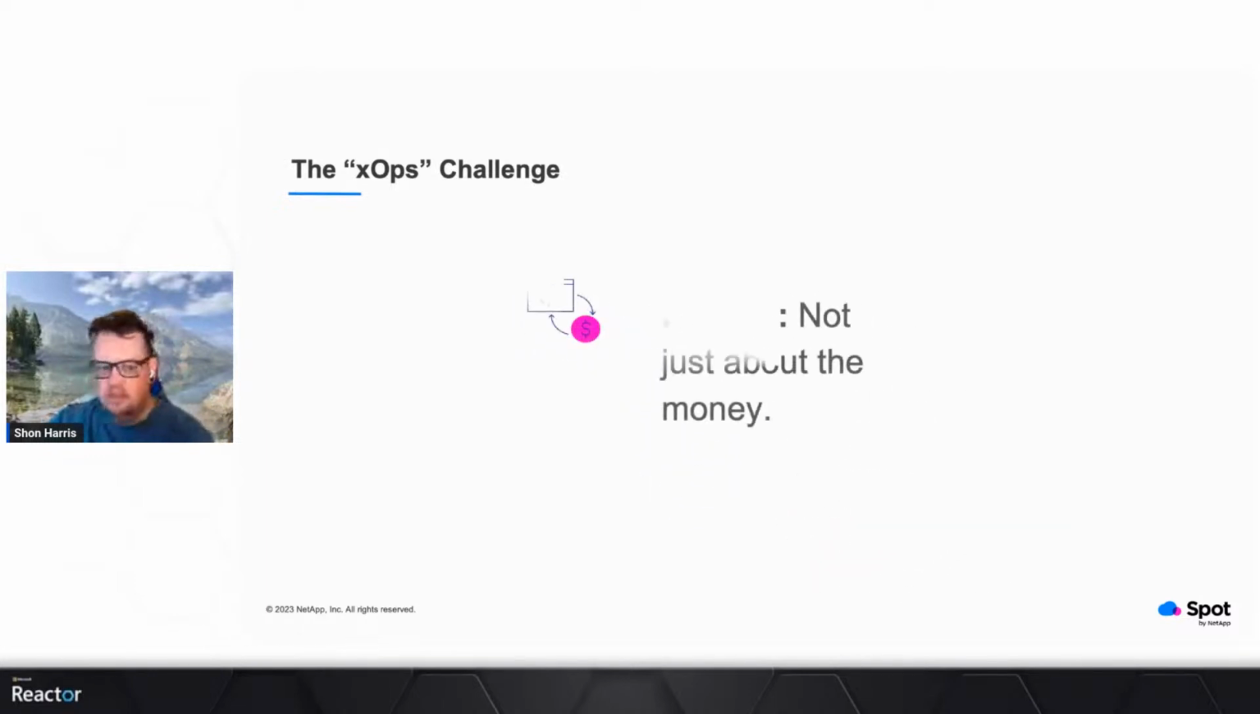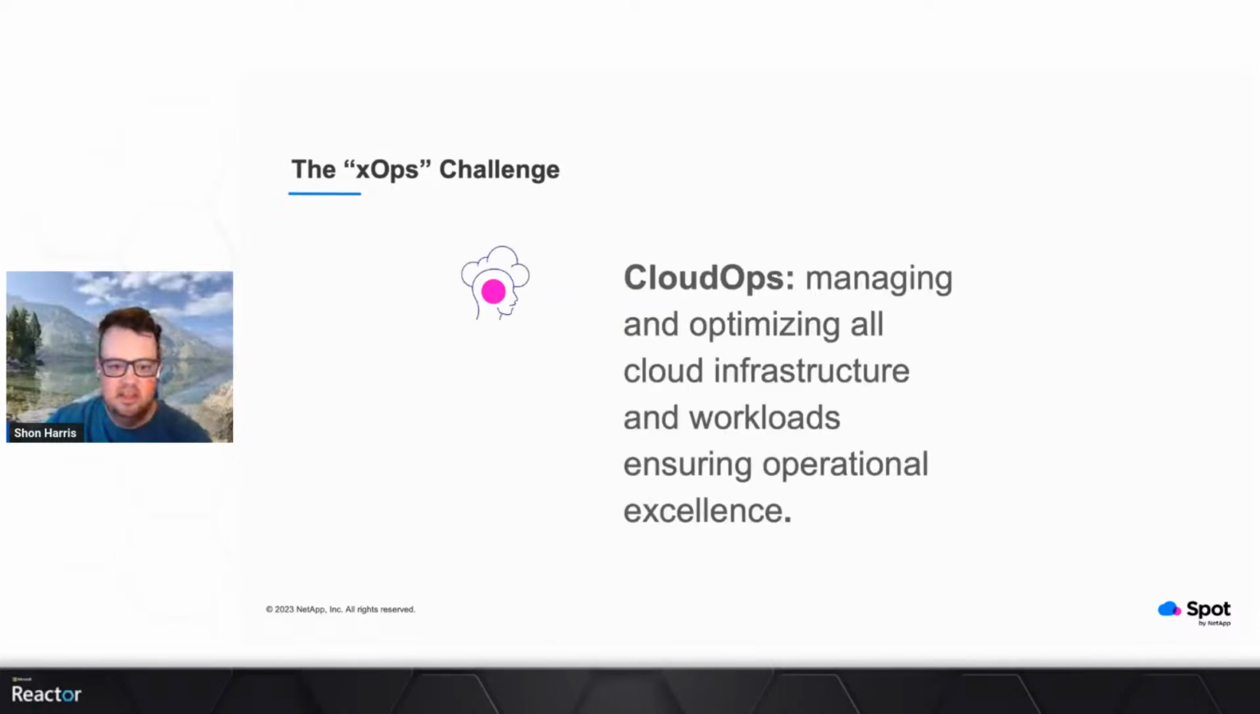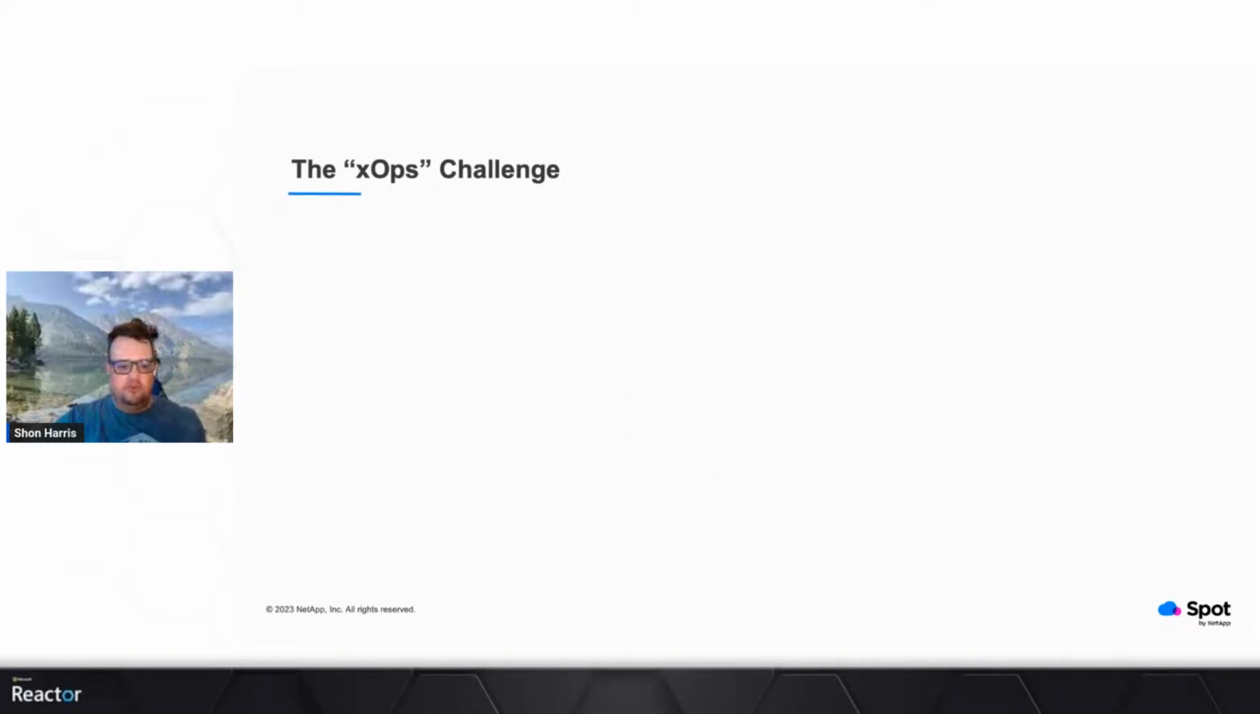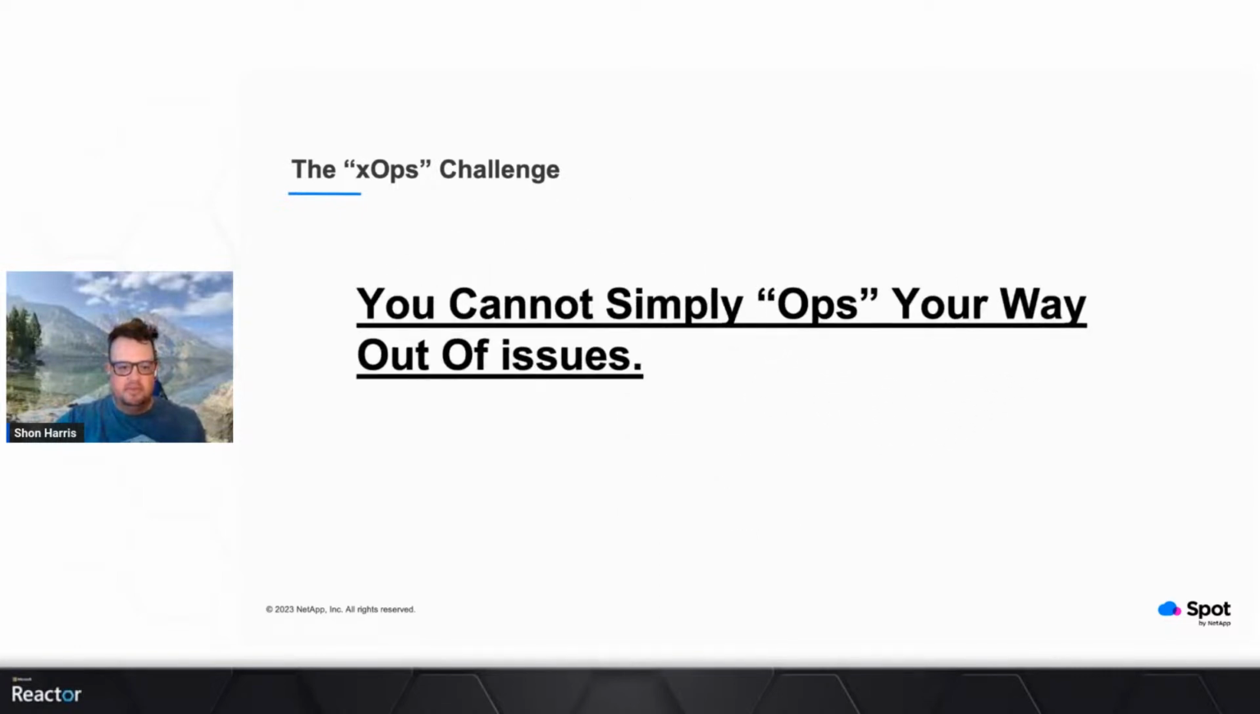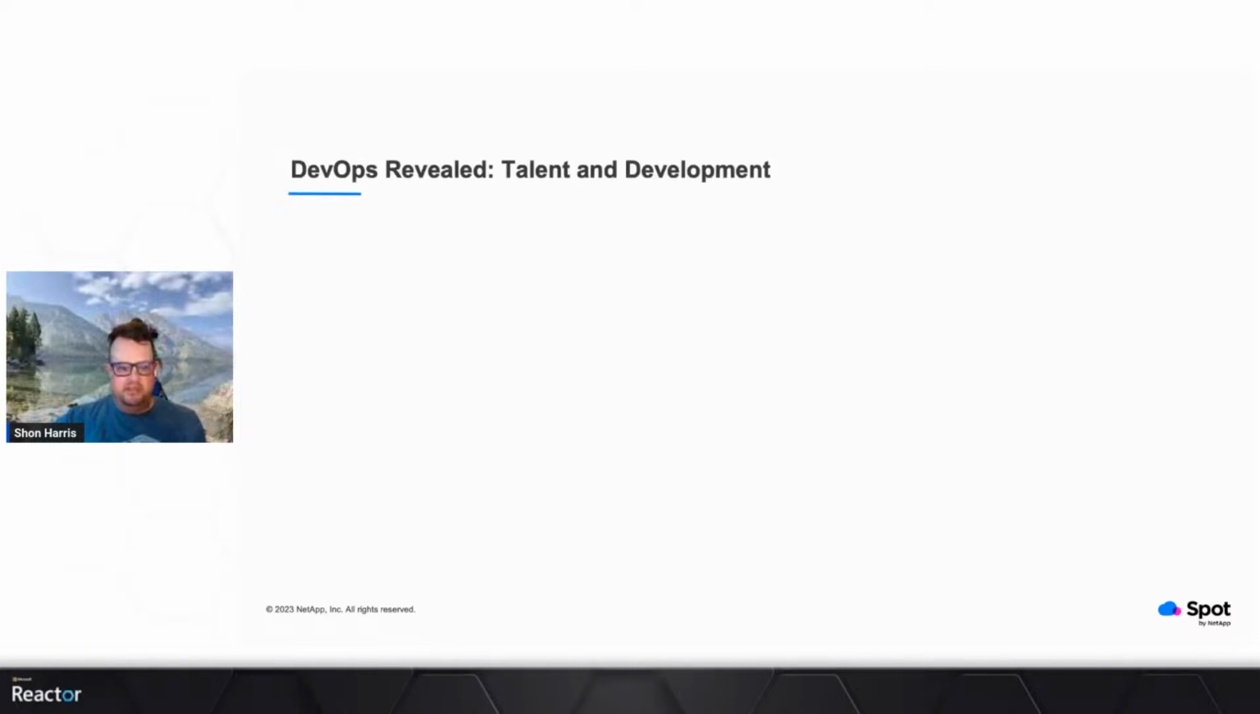So I'm going to go through these because we just talked about that. What is CloudOps? CloudOps takes all of these challenges and manages and optimizes all cloud infrastructure and your workloads to ensure operational excellence. The long story short is you cannot simply ops your way out of issues, right? Saying that we're going to use DevOps or DevSecOps or some kind of ops terminology isn't going to solve cloud management issues.